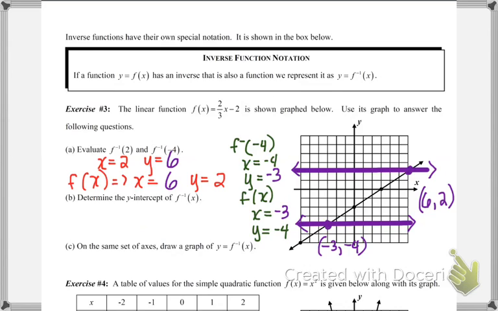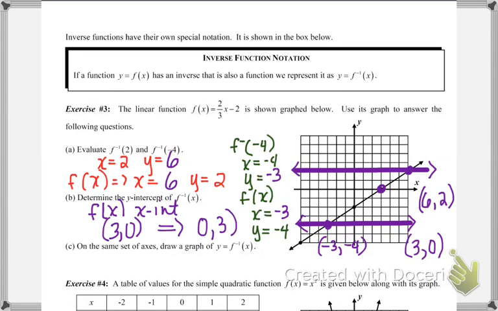So for part B, the y-intercept of the inverse means that's the x-intercept of my original. So the x-intercept of my original is the point 3, 0, which means if the original x-intercept is 3, 0, for my inverse, that makes the y-intercept 0, 3.